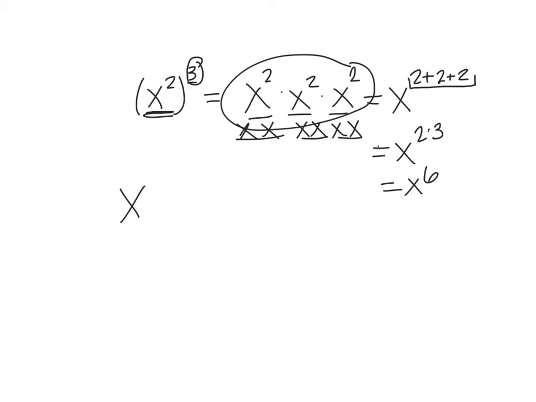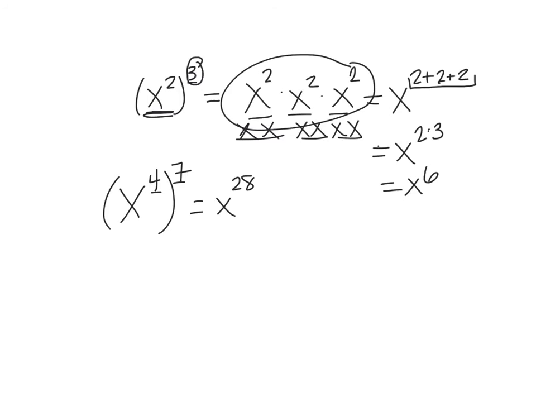But we're looking at exponent rules. We're looking at an exponent raised to another exponent. So if I have something like this, I don't want to write that out, right? I want a shortcut. And so what we're doing is we're saying, well, I have an exponent raised to another exponent, so I'm going to go ahead and just multiply them.